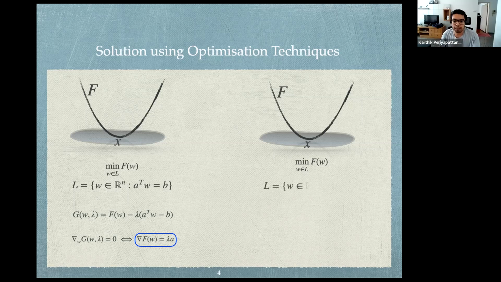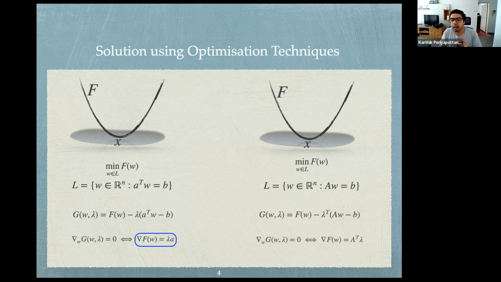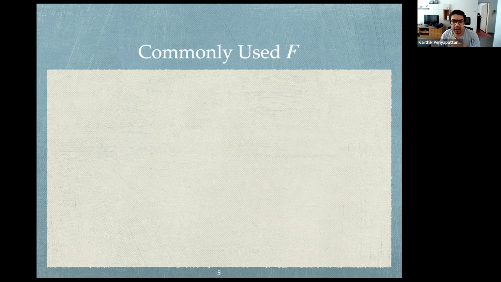So, of course, this can be extended to any set of k measurements. If we have L as the set of all solutions to the system of equations AW equal to B, where A is now a matrix, then the function G will be like this. And then the KKT conditions will necessitate that the gradient of f should be A transpose times lambda, where lambda here is now a k-dimensional vector. Lambda has as many components in it as the number of measurements that are being done. So all of these are there.